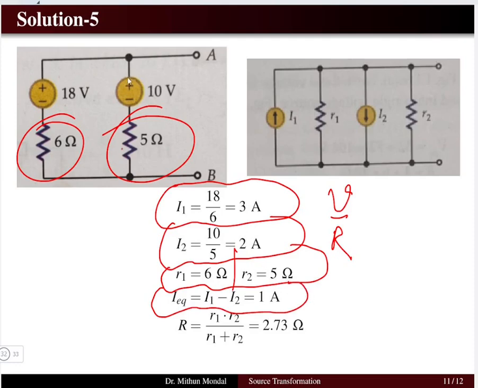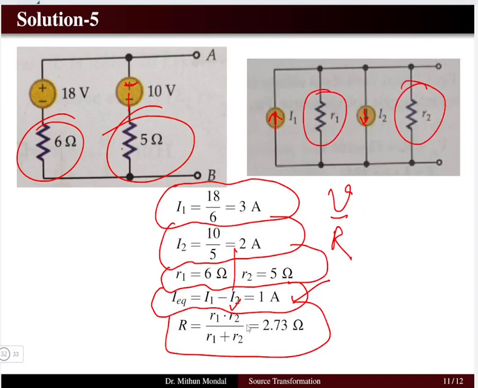With this one negative and this one positive, this current source will be downward and this current source will be upward. So you can apply I1 minus I2 is equal to 1 amp. Now these two resistors are in parallel, so I can apply R1 R2 by R1 plus R2 to get the final answer. So I have only one current source, that is I equivalent.